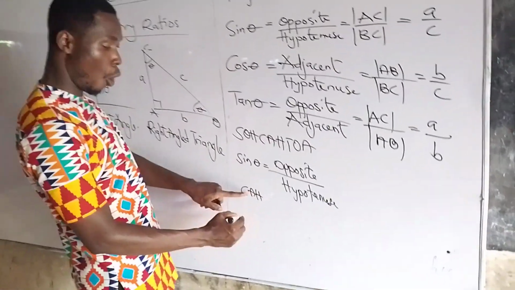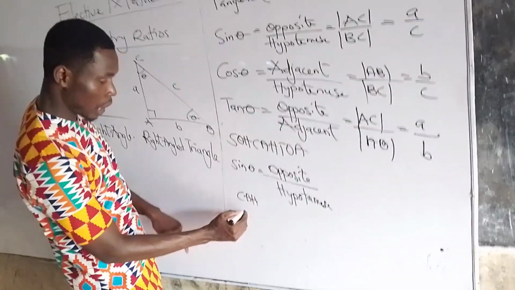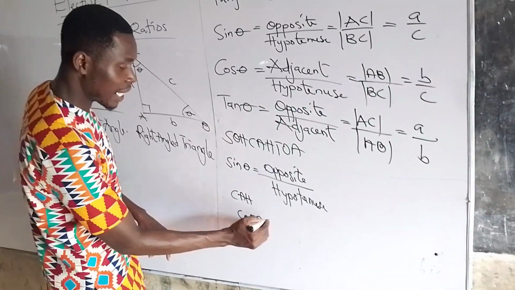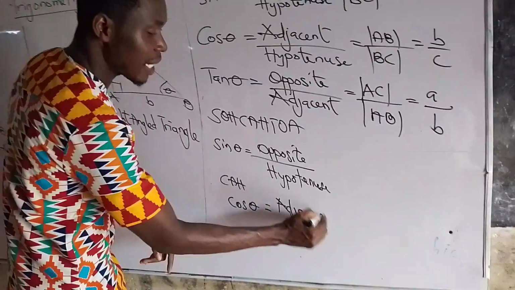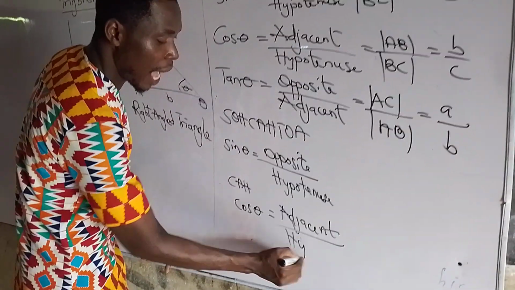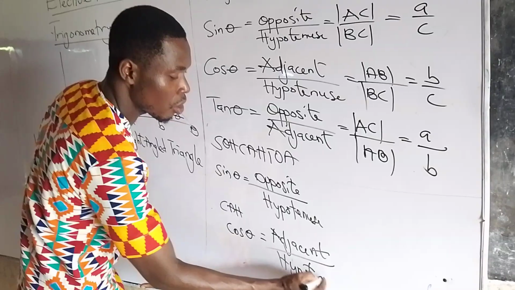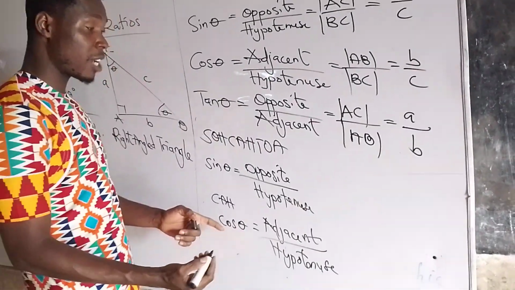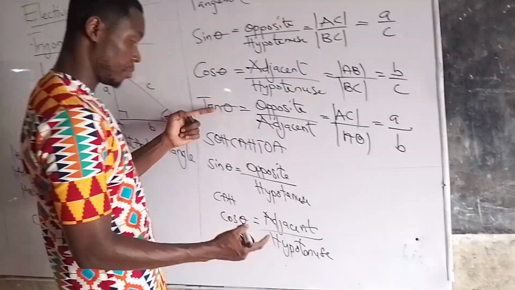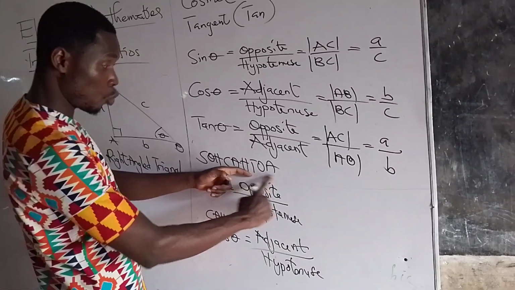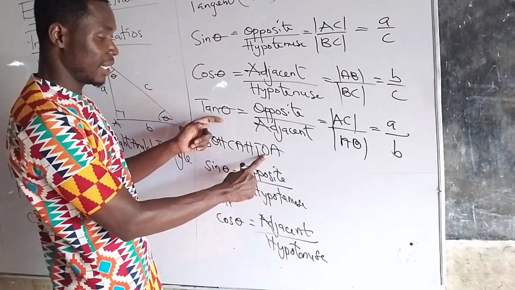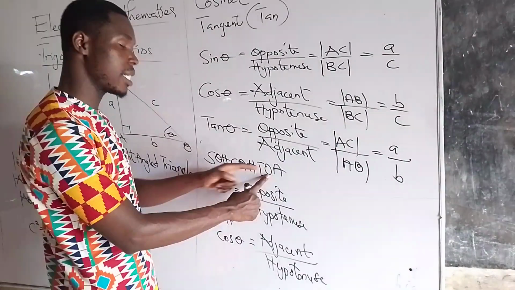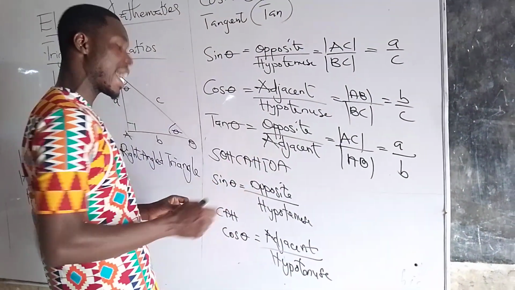Then the CAH stands for cos. So cos theta is equal to adjacent all over hypotenuse. Then the last but not least, we have the tan, which is the TOA. T stands for tan theta, then O stands for opposite, and A stands for adjacent.